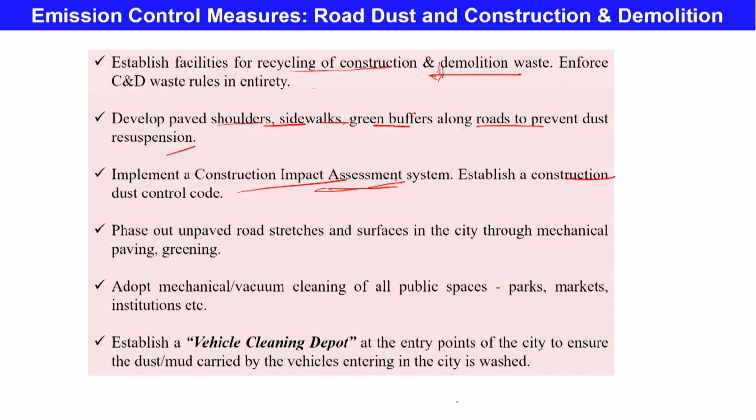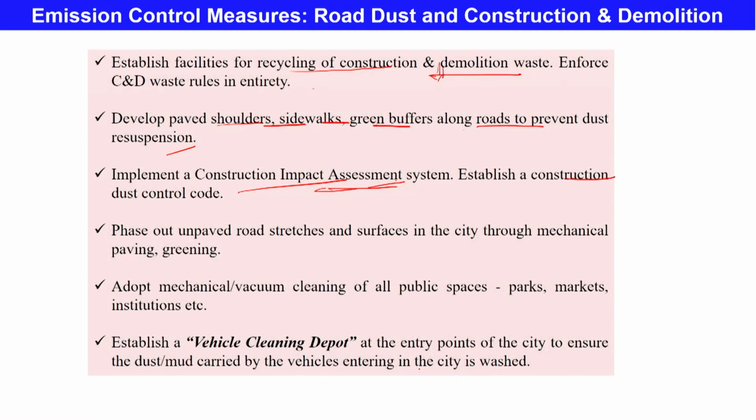Establish a construction dust control code. So, you design that, okay, you have to completely block your system when you are doing the construction. This becomes very important. Phase out unpaved road stretches and surfaces of the city through mechanical paving and greening. This is important again, that we need to do mechanical paving and greening for the areas, especially for the moving people or the roads.